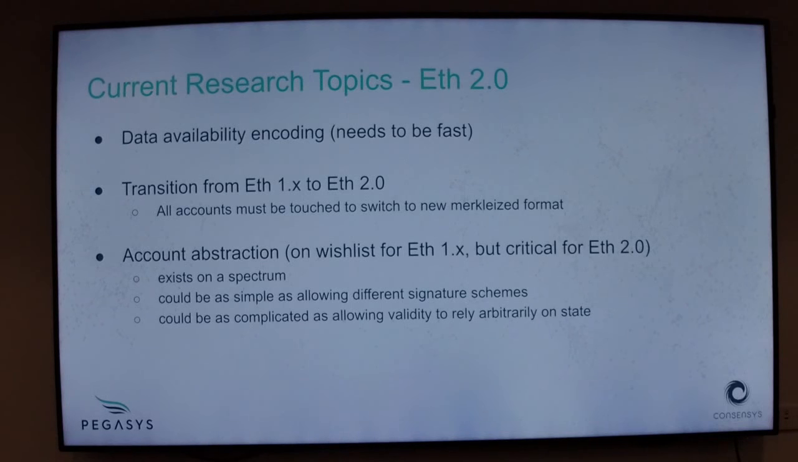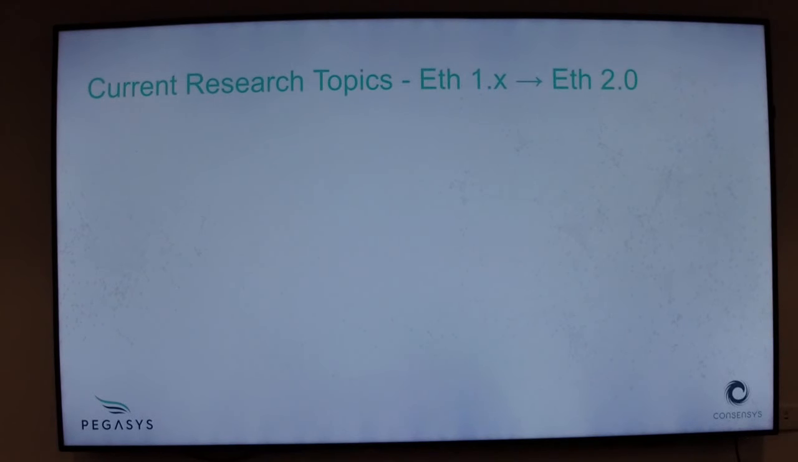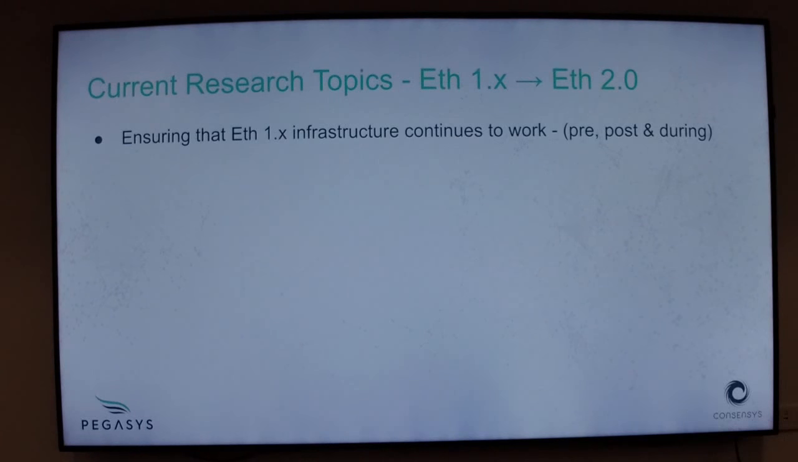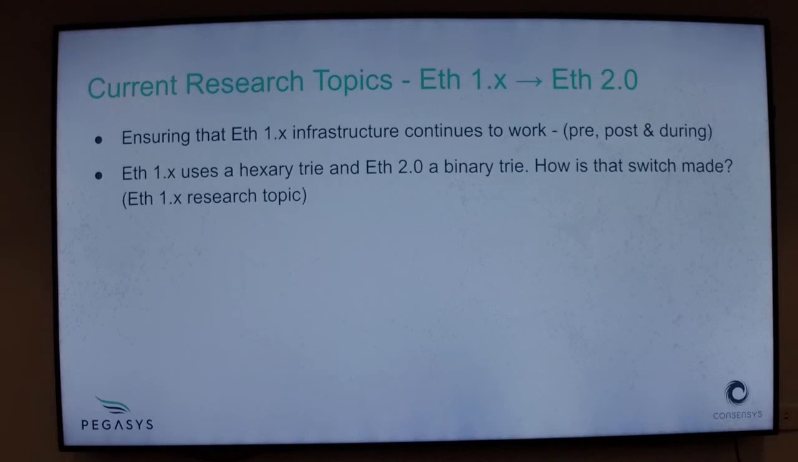So these are just different options to look at. Then the whole transition from ETH 1.x to ETH 2, looking at it from the Stateless Ethereum perspective, is that we need to ensure that the ETH 1.x infrastructure is still working and continues to work pre-stateless, post-stateless and during the stateless transition. ETH 1.x uses a hex trie and moves to a binary trie, as we said before, so how is that made? That's an ETH 1.x research topic, but relevant here.